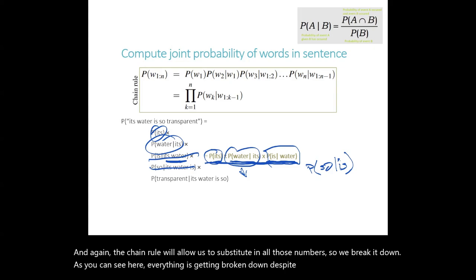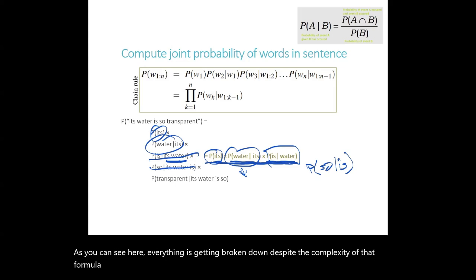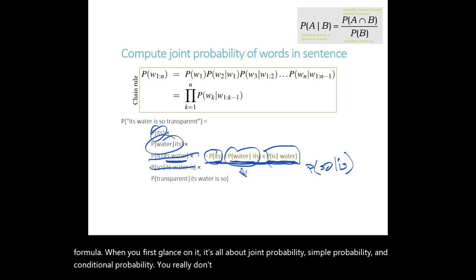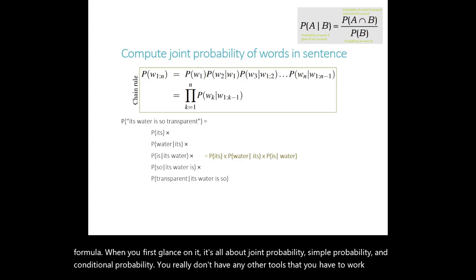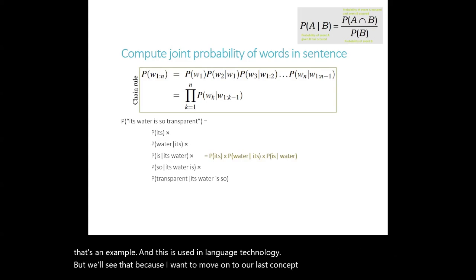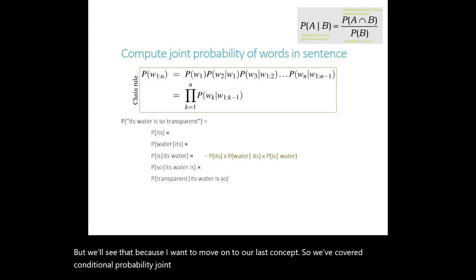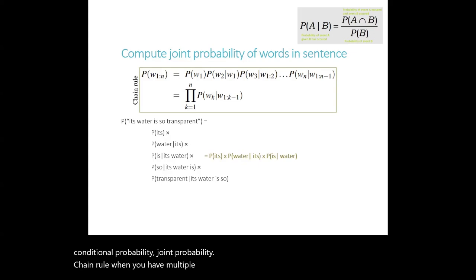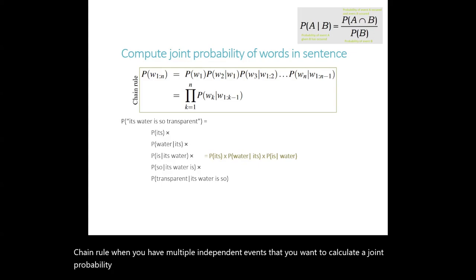Despite the complexity of that formula when you first glance at it, it's all about joint probability, simple probability, and conditional probability. You really don't have any other tools that you have to work with. So that's an example, and this is used in language technology. We'll see that, because I want to move on to our last concept. So we've covered conditional probability, joint probability, and the chain rule for when you have multiple independent events that you want to calculate a joint probability for. And we've seen an example in language.